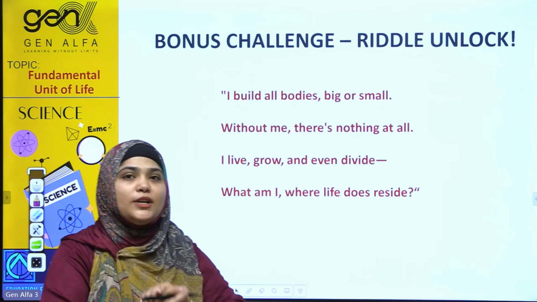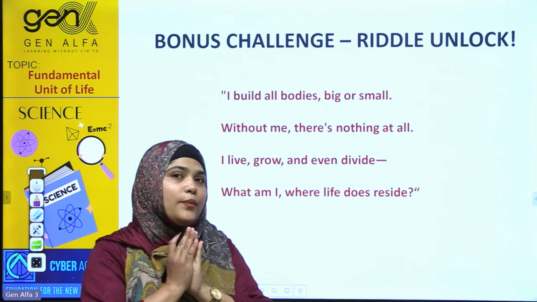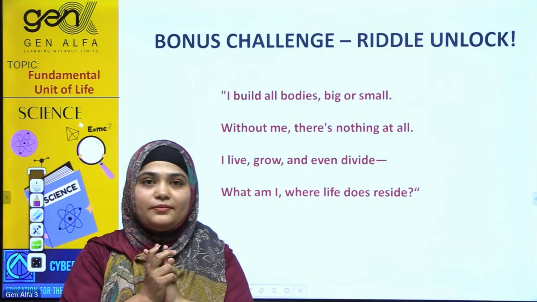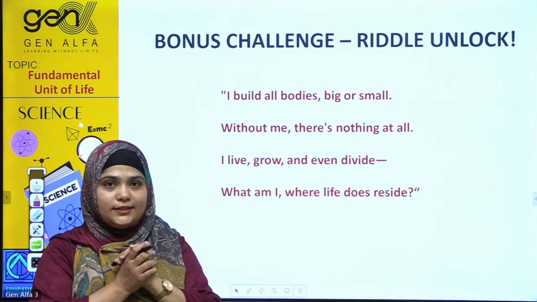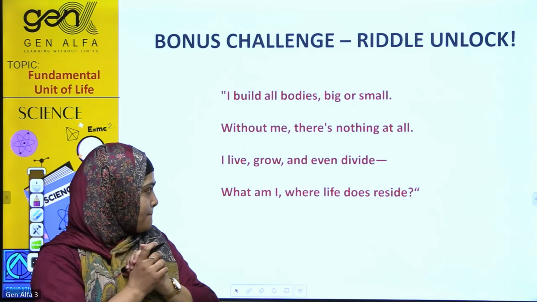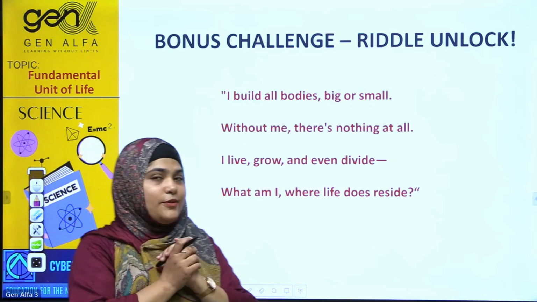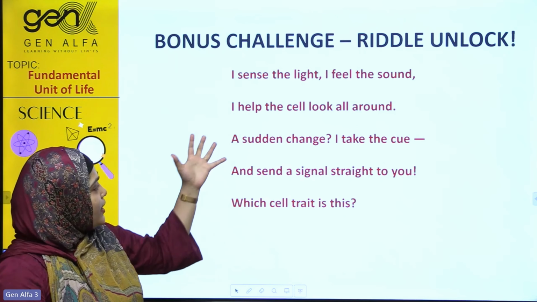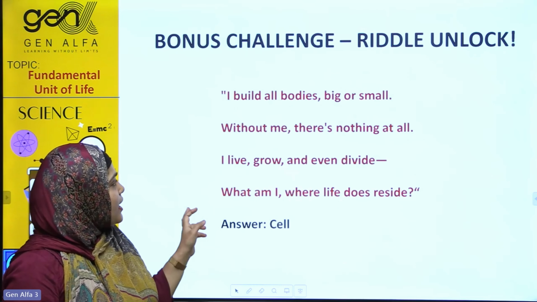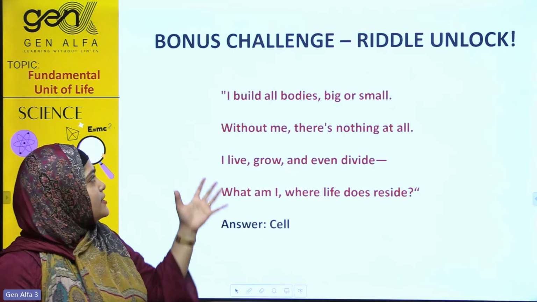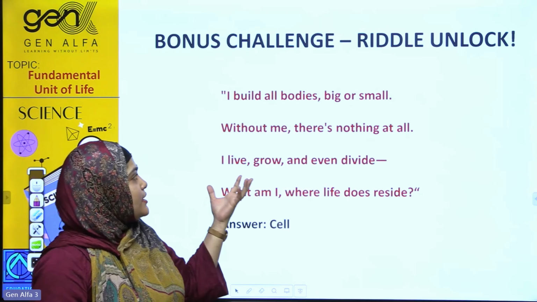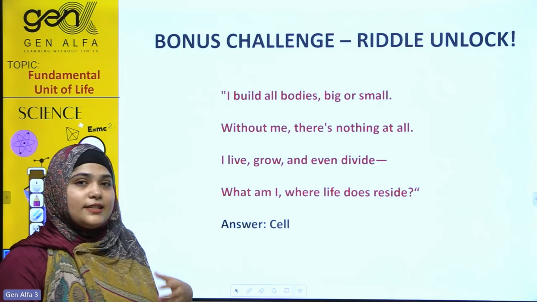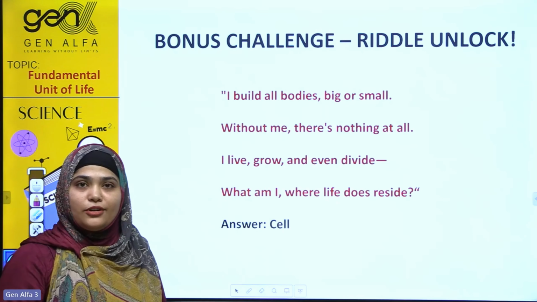This is very easy, students. You can do it. I'm sure that you are clear with the topic. It's a very simple answer. Write in your notebook. Okay, so tell me the answer. The answer is cell, of course. Look here in this riddle, students. These are the actual characteristics of cells. Cells can make the body. Without the cells, it is not possible. There's nothing at all. Cells can grow and divide. So of course, this is the cell.